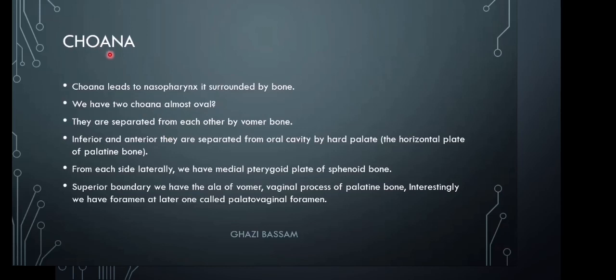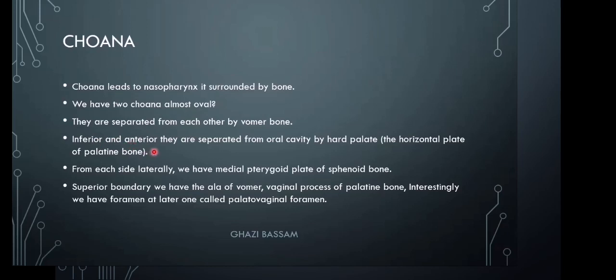Shifting toward the posterior opening of the nose, the choanae. A choana leads to the nasopharynx and it is surrounded by a bony framework. The question now: what is the approximate shape of a choana? The choana is almost oval in shape. We have two choanae, one on the right and one on the left. They are separated from each other by the vomer bone.